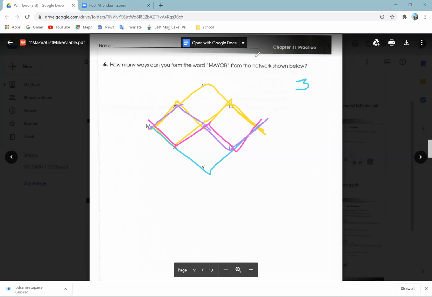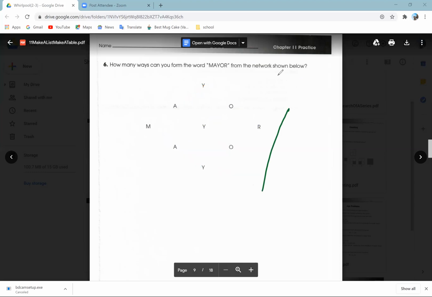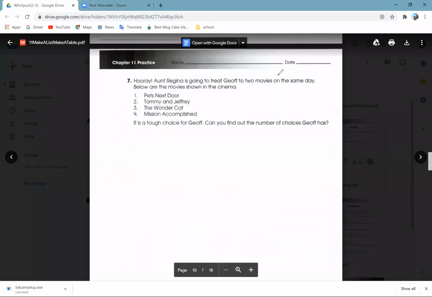What ways have you thought of? So far we have 3, 4, 5, 6. So I'll go ahead and change that to a 6. I think we're going to go with 6. Next one we have, hooray!